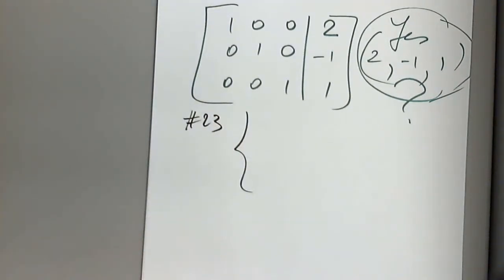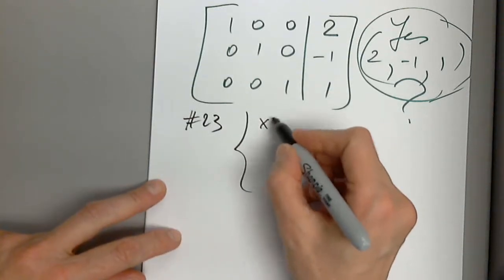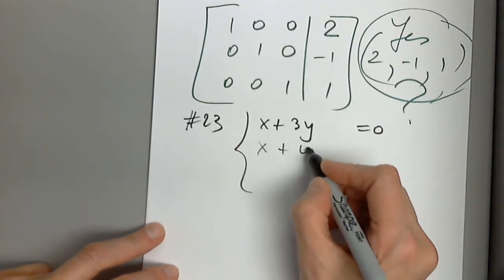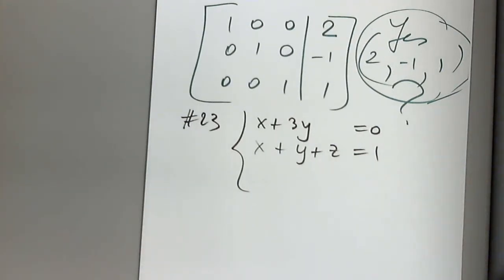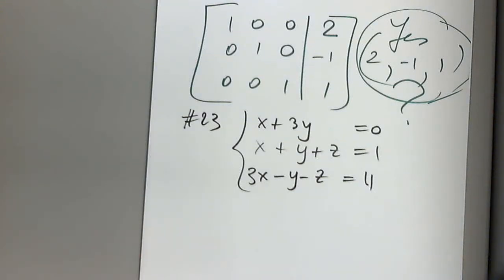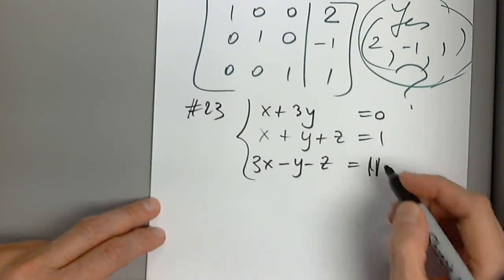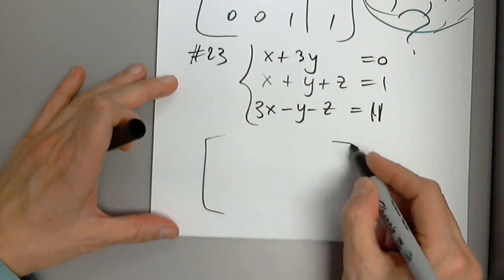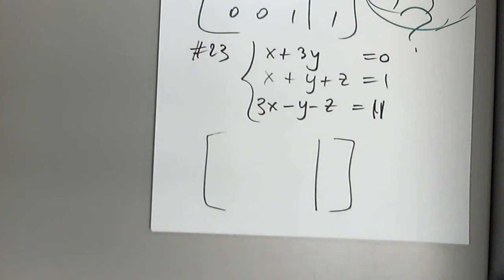I have no idea. So x plus 3y equals 0. x plus y plus z equals 1. And I said 23, right? Am I copying 23? Yes, I think I am. And 3x minus y minus z equals 11. Yes. Is the system arrayed correctly? Yes. Correct. Very good. We don't need anything else but directly the augmented matrix. Can anyone give us the augmented matrix? So really we cut off 10 minutes from the whole thing.